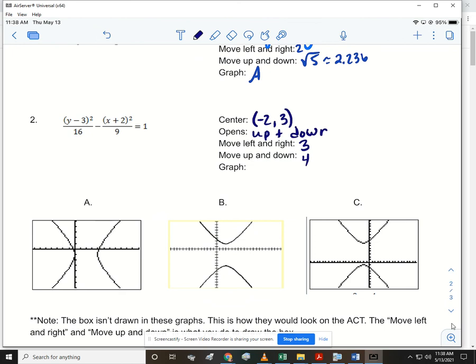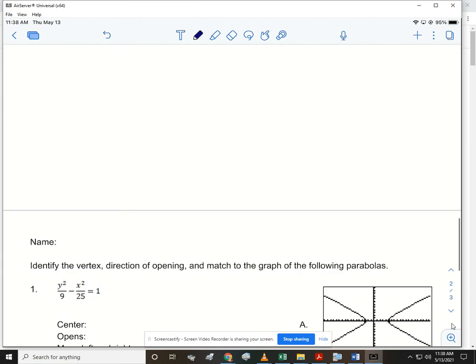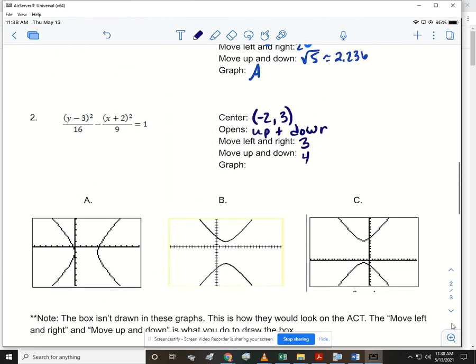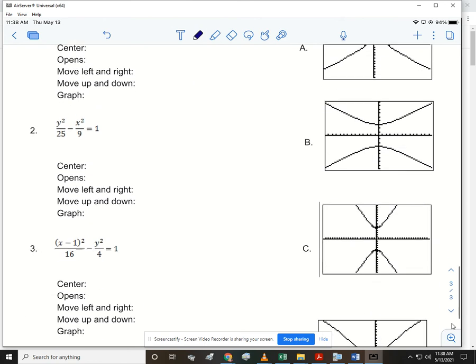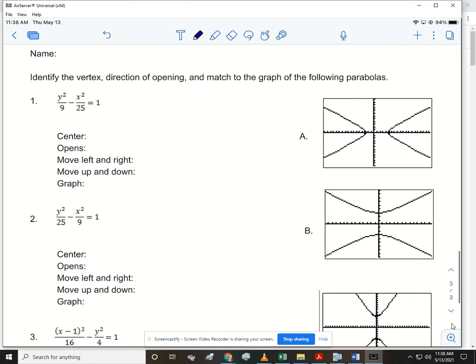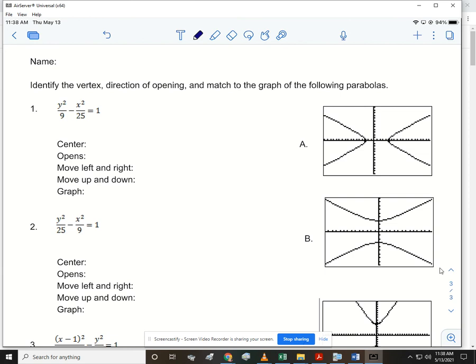So we have 2 of these, and B and C open up and down, but it looks like C is the one that matches the center, sorry. So the center is -2, 3, and so that's going to be this one. This one's center, I think, is 3, -2, or something weird. So that's choice B. Okay, so your assignment is to do what we just did with 4 on your own.